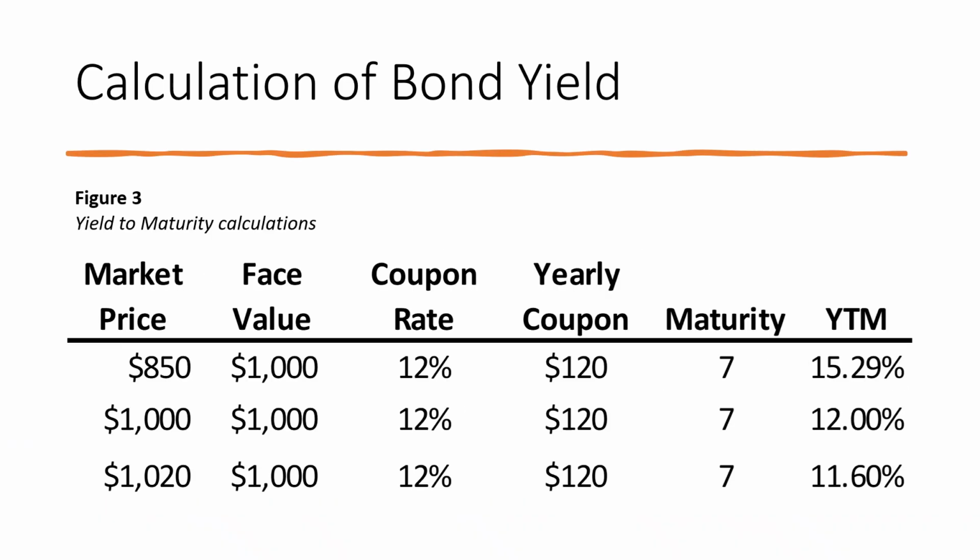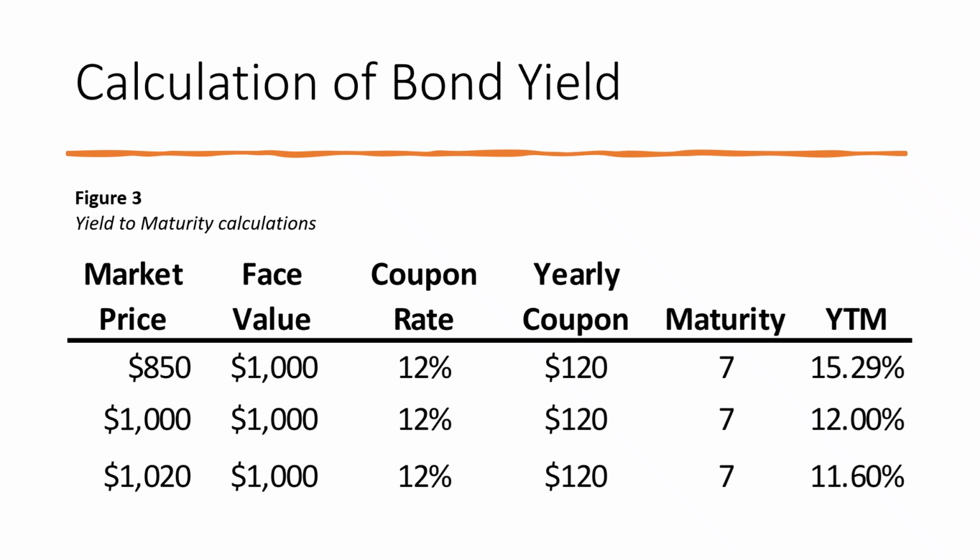There are different calculations of bond yield depending on whether the bond is held to maturity, which is the rate of return from receiving its agreed upon cash flows, its yield to maturity, or YTM, in comparison to the holding period yield, which depends on how long the bond is held and the price of the bond when it is sold. Figure 3 shows the market price relationship for a bond with a $1,000 face value, a 12% coupon rate, and a maturity of 7 years.